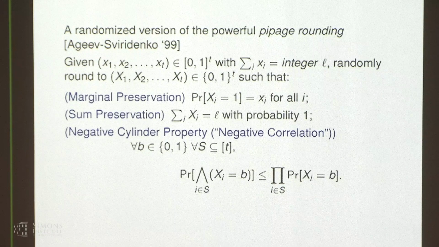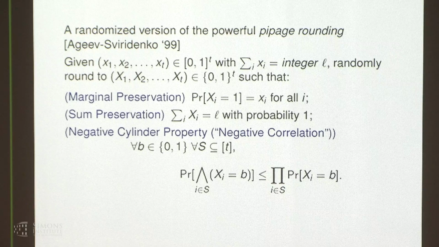Uppercase Xi should be 1 with probability lowercase xi. The second is that you need to preserve the sum with probability 1, like we saw in sampling without replacement. So with probability 1, the uppercase Xi should add up to the lowercase xi's. And third, we want as strong a negative correlation property as we can. Right now, the following will suffice, and we'll look at more sophisticated ones later.